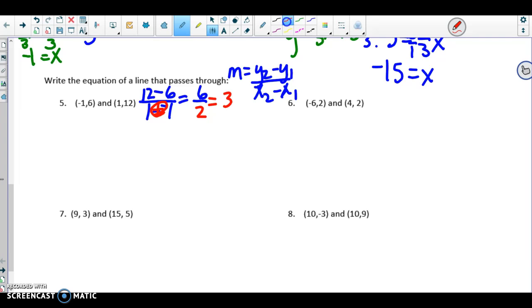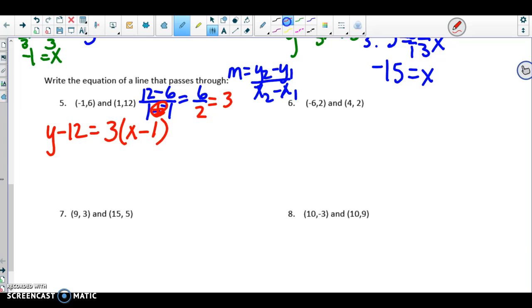If I'm ready to write my equation, I need to use my point slope form. So I look at the wall and I see it's y minus y1 equals m, and then x minus x1. y1 and x1 are your points. It doesn't matter which point you choose. I'm going to choose the second one. So I've got y minus 12 equals my slope 3 and x minus 1.